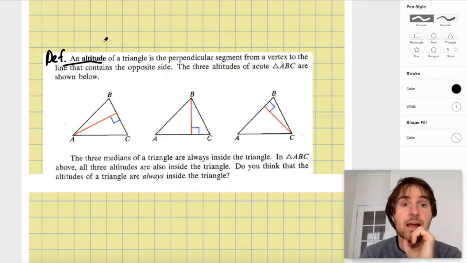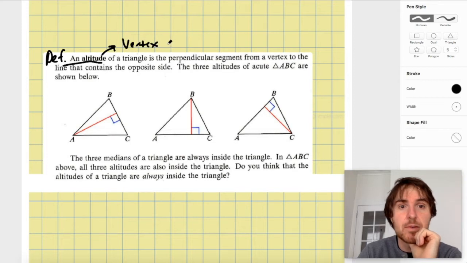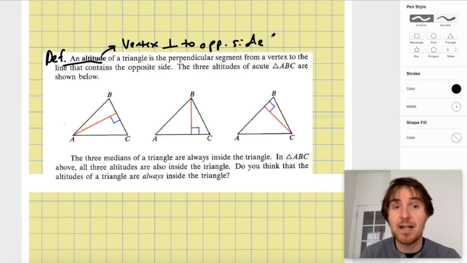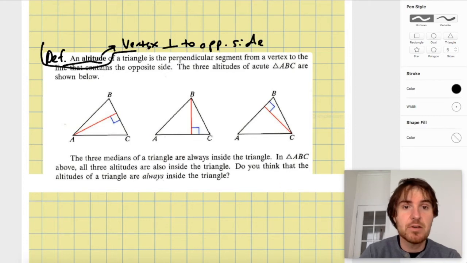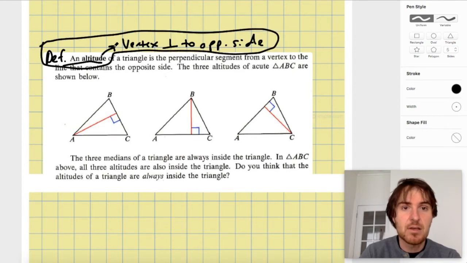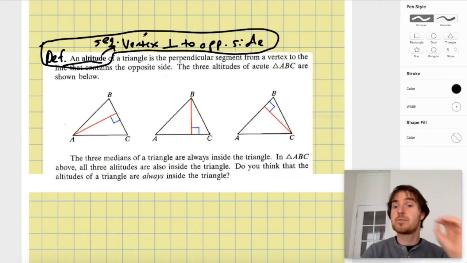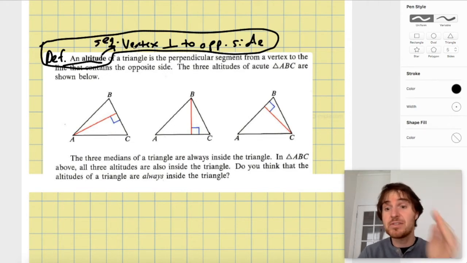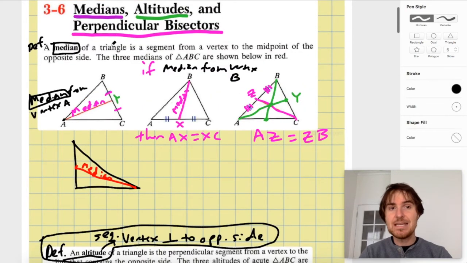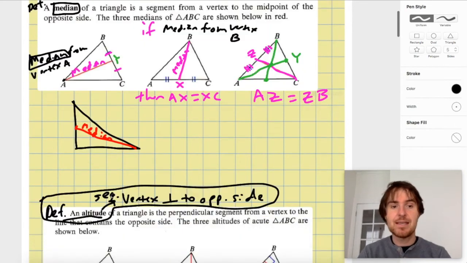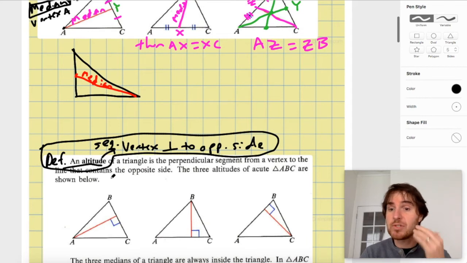So here, an altitude is from the vertex, perpendicular to the opposite side. Okay, you write that down. That helps you remember exactly what an altitude is. The definition of altitude is the segment from the vertex perpendicular to the opposite side. Put that in your notes. Have that stored away, right? Median, vertex to midpoint. Altitude, the segment from the vertex that's perpendicular to the opposite side.